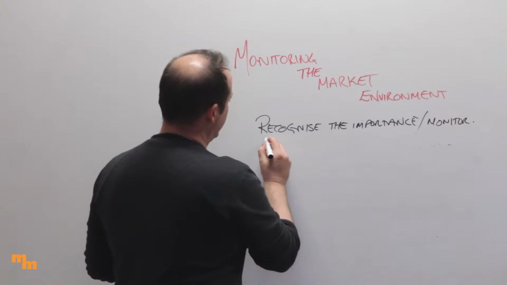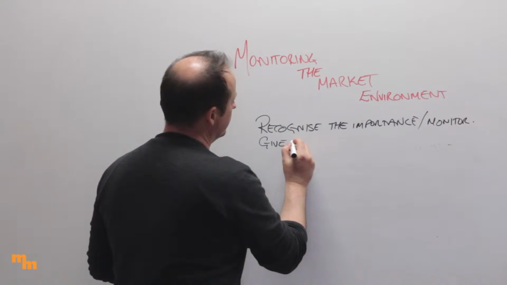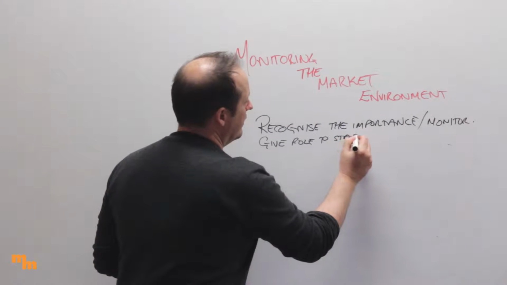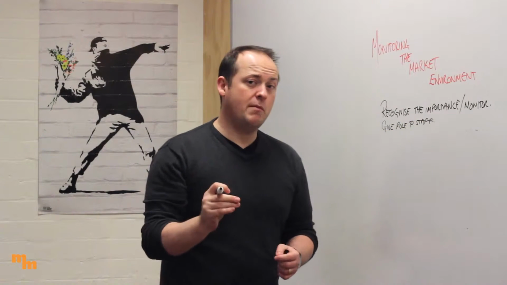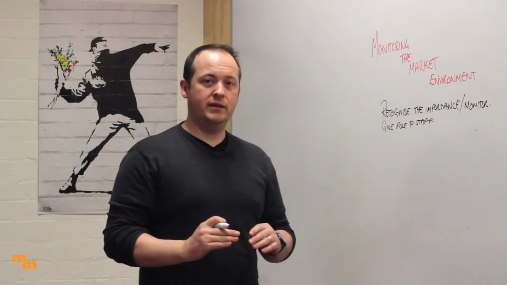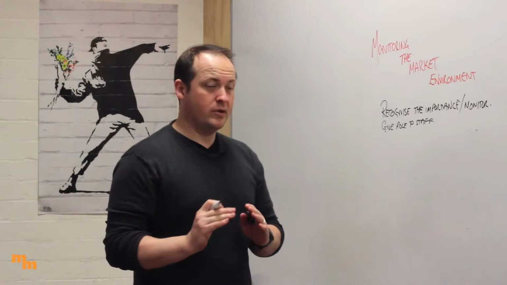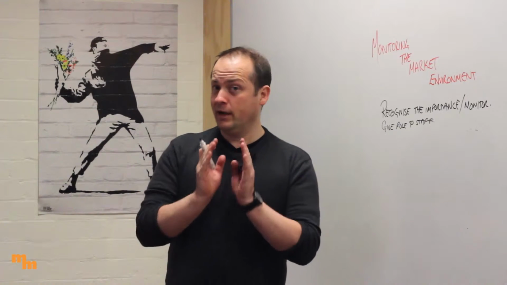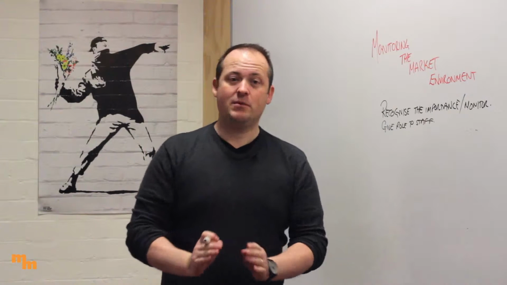We need to make sure that we're also giving the role to specific staff. Remembering that unless we give it to somebody, it's nobody's job. So we make sure we're giving it to somebody, and we make sure that we've got the right somebody as well. We're not just going to give it to anybody. We're not going to give it to nobody. We're going to give it to somebody, and the right somebody.